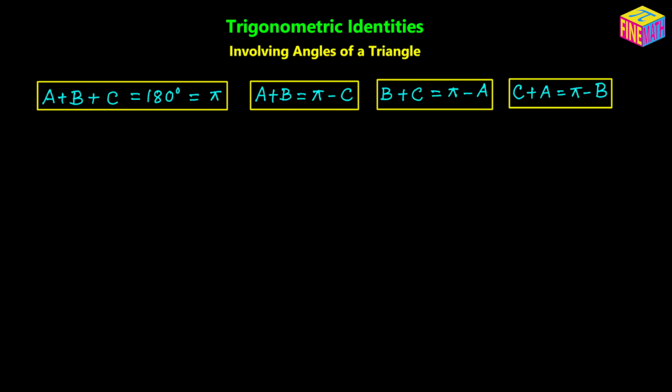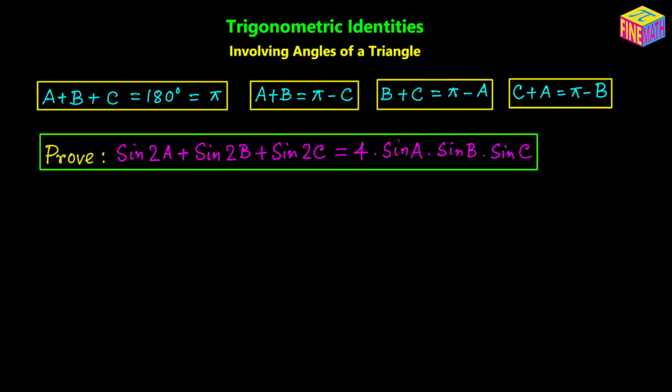Now let's take a look at this identity. Sine of 2 times A plus sine of 2 times B plus sine of 2 times C is equal to 4 times sine of A times sine of B times sine of C. And we have to prove this, right? We have to prove that the left hand side is equal to the right hand side.